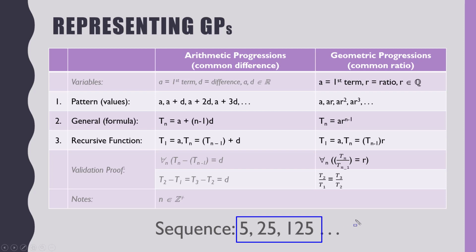Well, forget the equation, the A's and the R's. What would the next number be? 125 times the ratio, 5, right? So I want to know this number right here, that's t sub 4. So I would ask the question, what is t sub 4? Well, it's t sub 4 minus 1, which is 3, the third term, times the ratio, right?